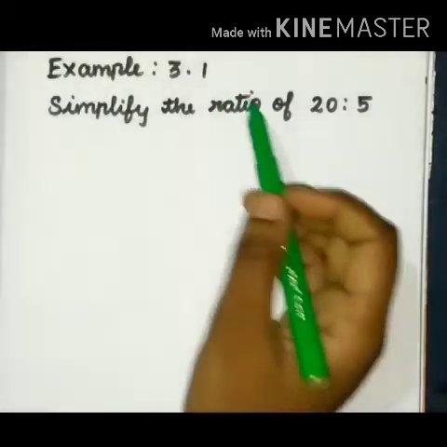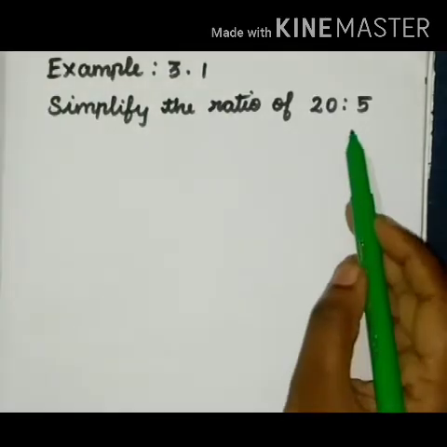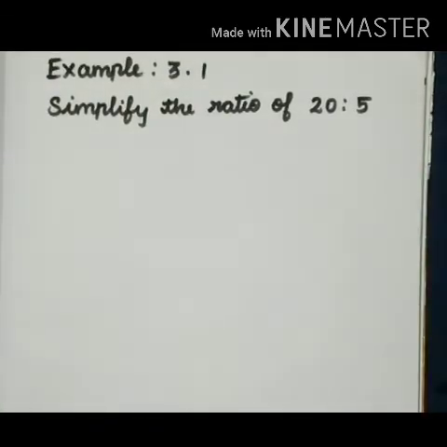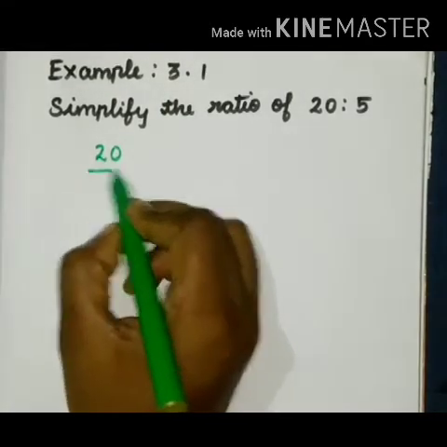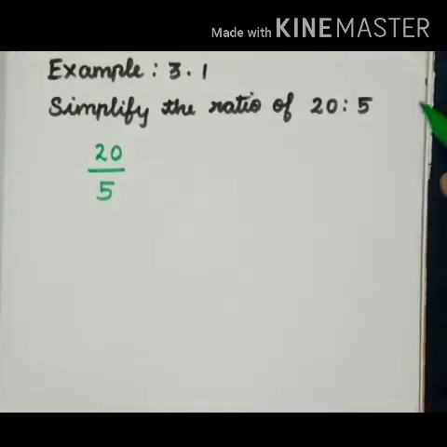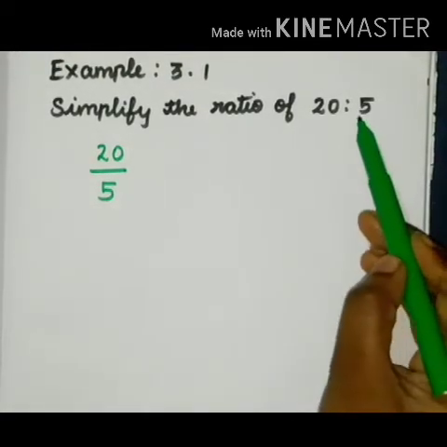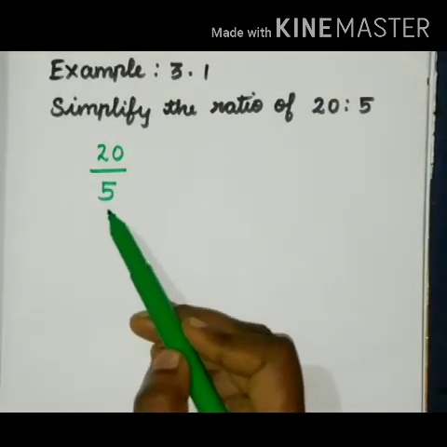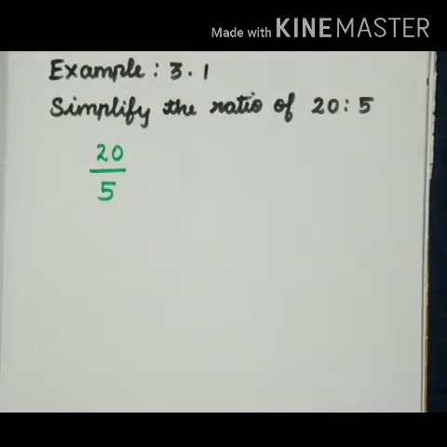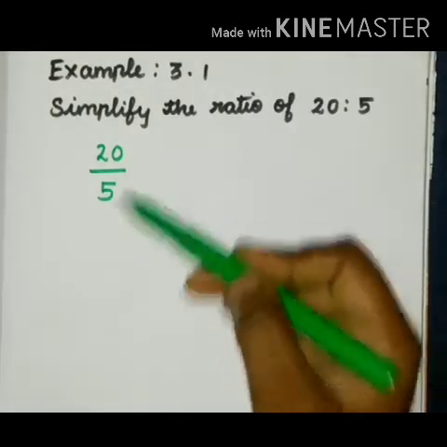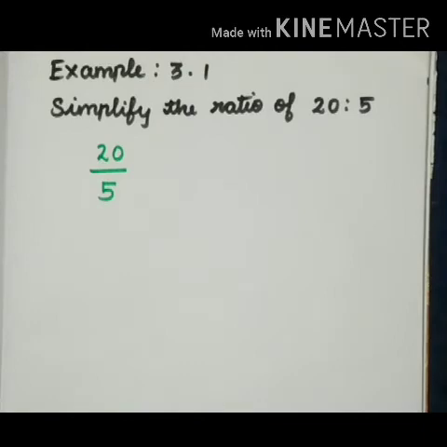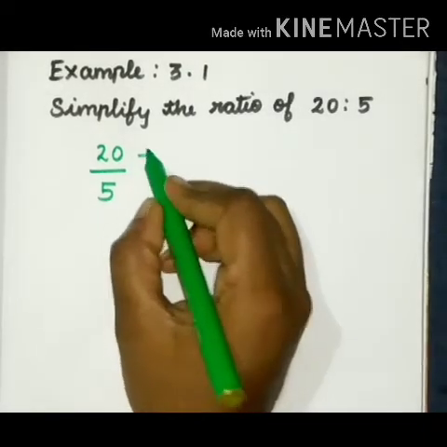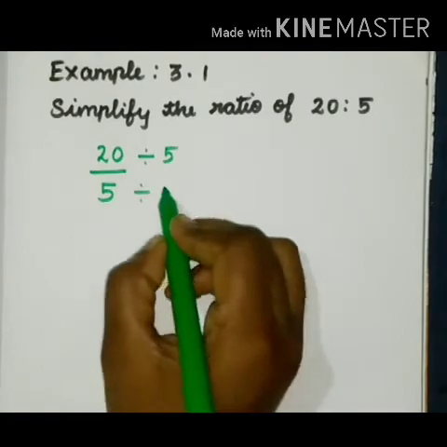Example 3.1. Simplify the ratio 20 is to 5. To simplify the ratio, what is the first step? First, you have to write the ratio in the fraction form. Students, it's clear, no? First, you write the ratio in the form of a fraction. Then you have to divide each quantity by its common multiple. See, 20 and 5, both numbers are divisible by 5. So, divide the numbers by 5.